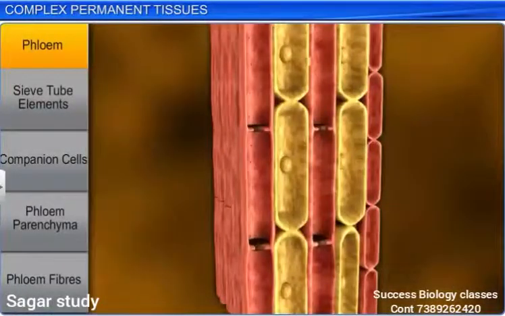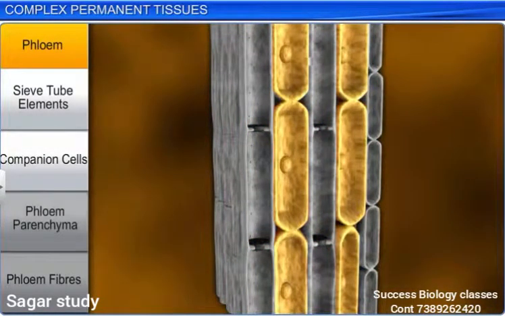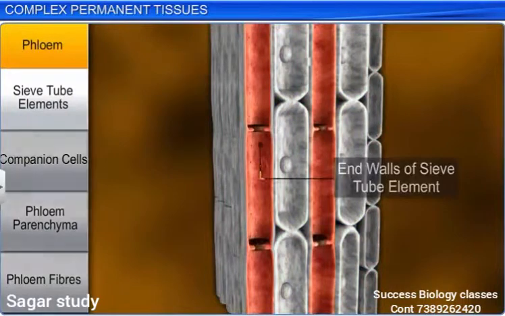In angiosperms, the phloem consists of sieve tube elements, companion cells, phloem parenchyma, and phloem fibers. Sieve tube elements are tube-like structures that are arranged in a longitudinal manner. They are closely associated with companion cells, which are parenchymatous in nature. The end walls of sieve tube elements are perforated in a sieve-like manner and form sieve plates.